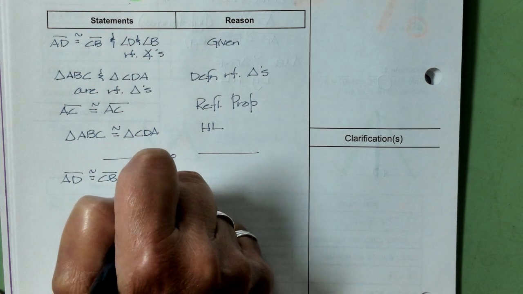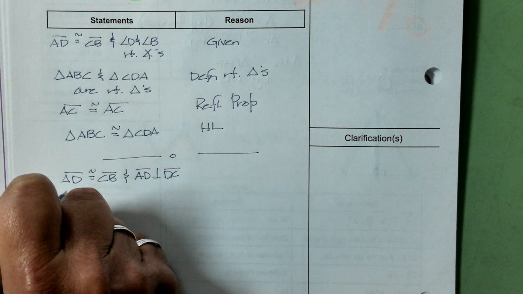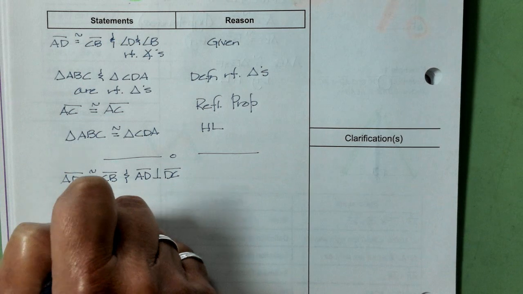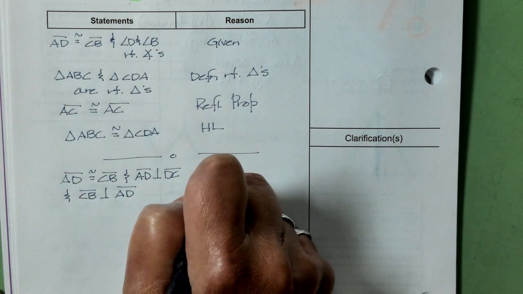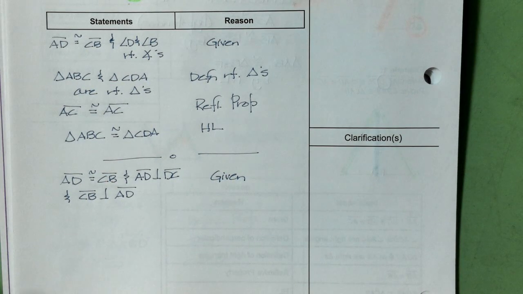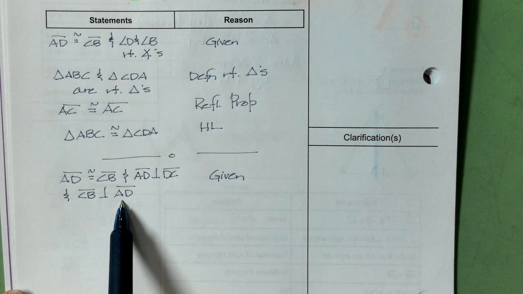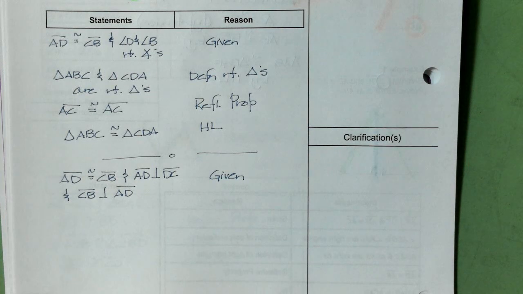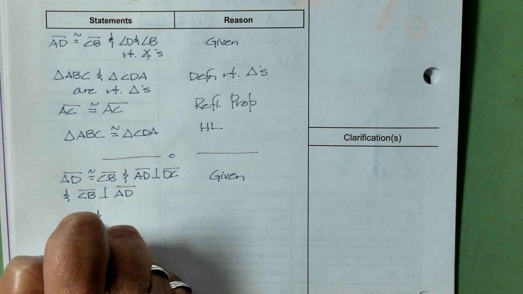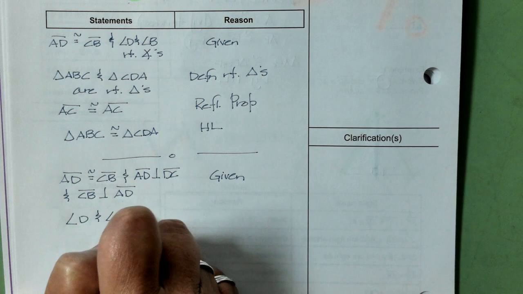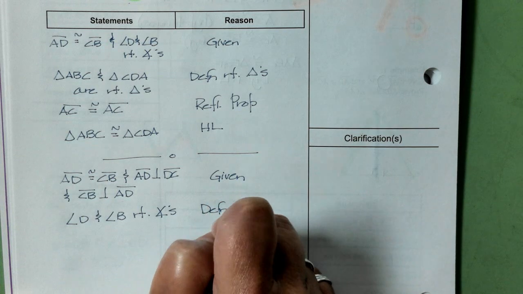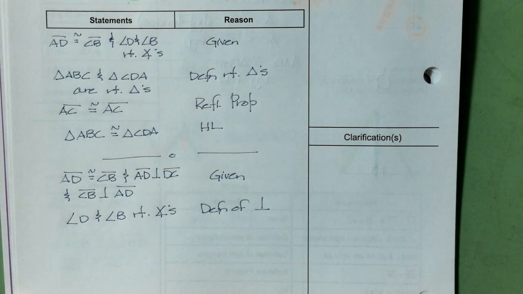AD perpendicular to DC and CB perpendicular to AD. This is our given. This would only add one more step to our proof. Because we're talking about perpendicular lines, then we would talk about right angles. Angle D and angle B are right angles. Why? Because definition of perpendicular.